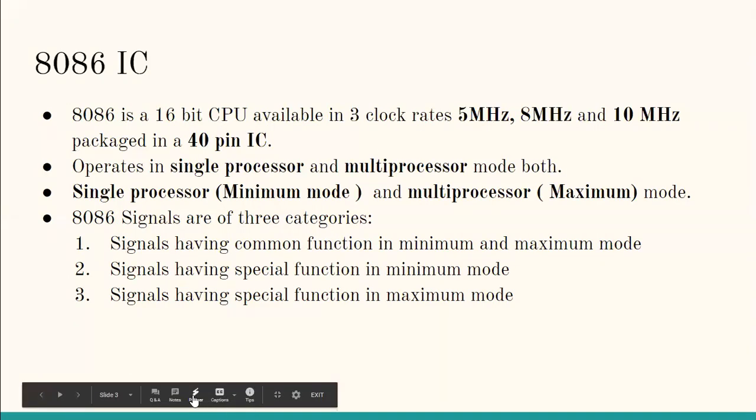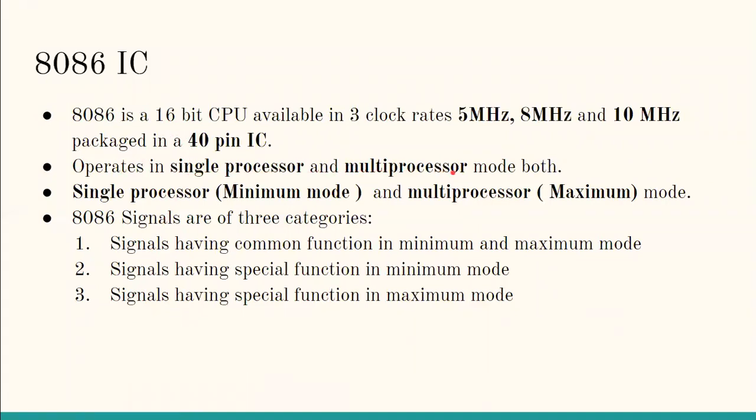This 8086 IC can operate in a single processor mode or a multiprocessor mode, both according to the need. Single processor is generally used for the basic applications in which a single 8086 IC is enough. Whereas in multiprocessor mode, along with the 8086 IC, the other processors or more than one 8086 IC is required and it is for the advanced application. So this 8086 is compatible in both the modes. The single processor mode is called as the minimum mode, whereas the multiple processor mode is called as the maximum mode.